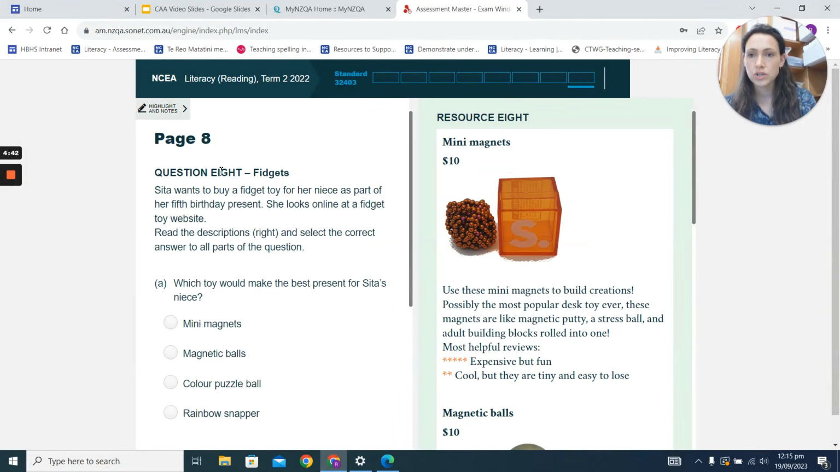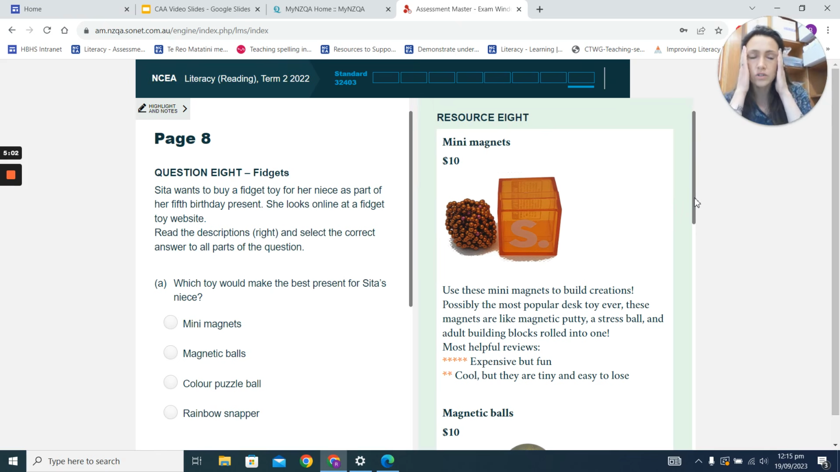Now to look at the question. So question 8, fidgets. Sita wants to buy a fidget toy for her niece as part of her 5th birthday present. She looks online at a fidget toy website. Read the descriptions and select the correct answers. Okay, so this is a fidget toy website.